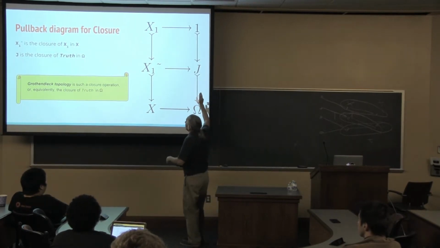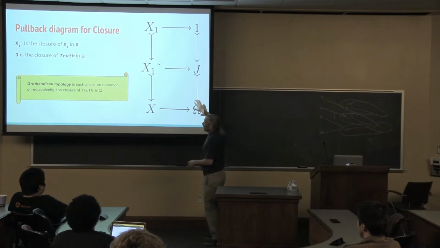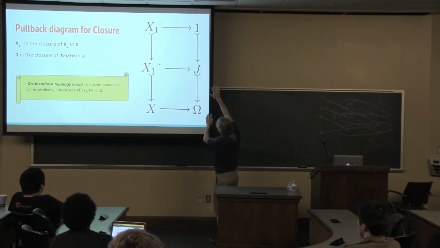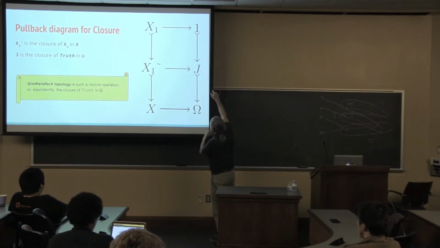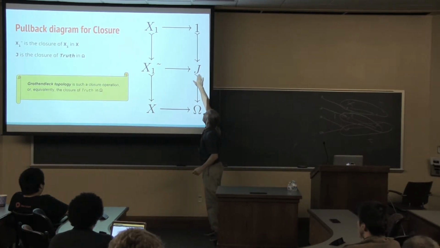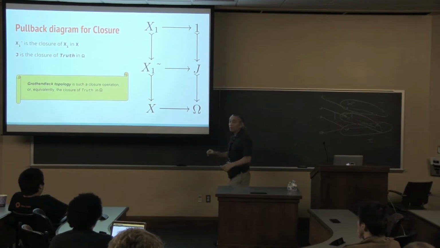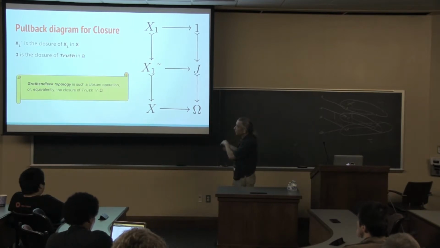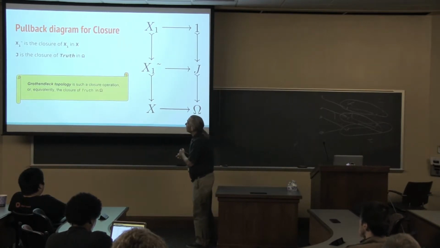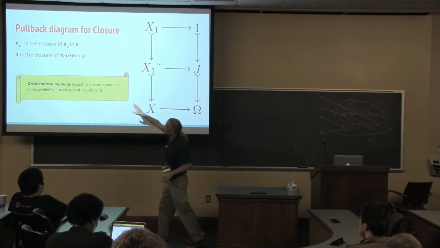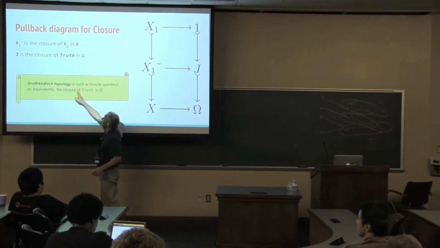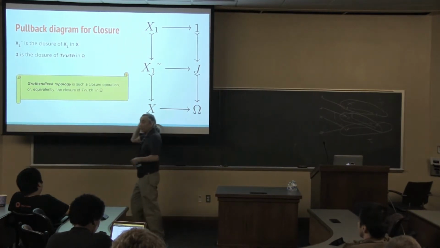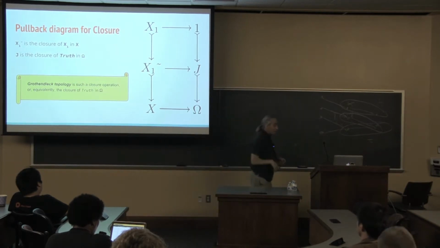Yeah. So such a closure operation on omega is called a Grothendieck topology, and having a Grothendieck topology, having a closure operation, is equivalent to having just this object defined so that it satisfies certain rules, to make sure that it is a closure operation. So having a closure of truth defines everything else.